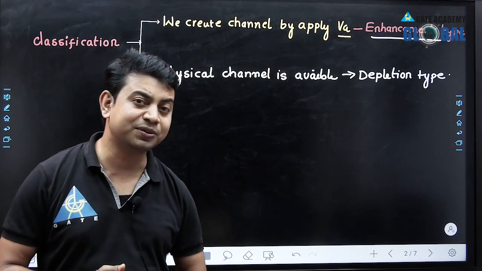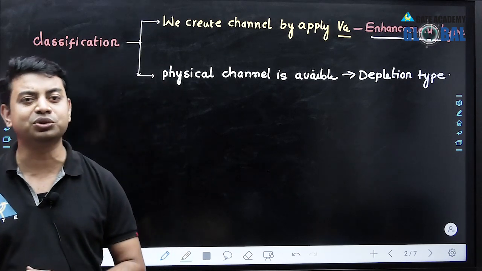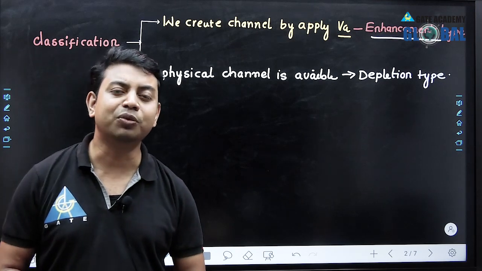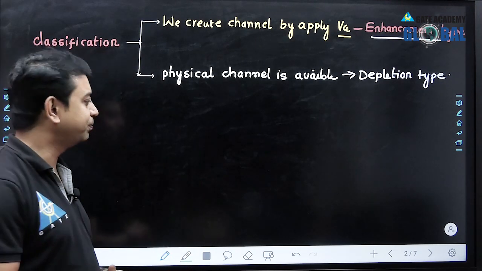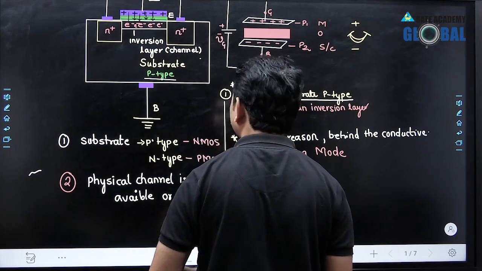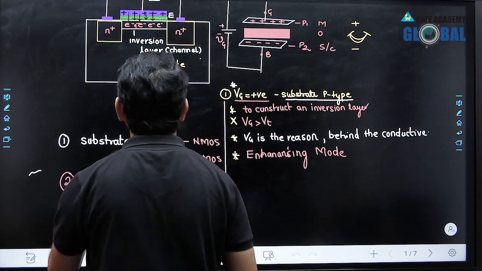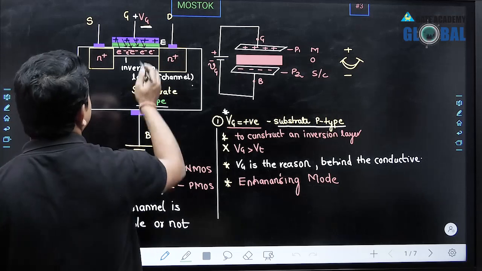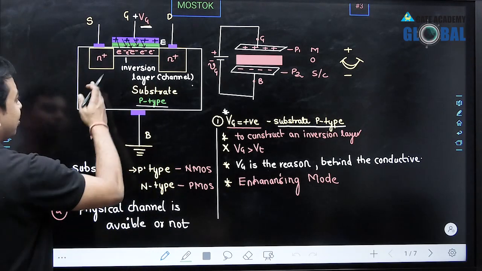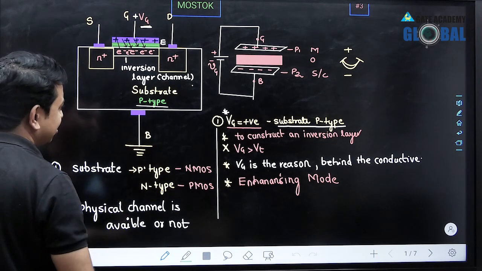But if we suddenly get a depletion type MOSFET question, then how will you understand it? That's why I am showing you how we can form a depletion type MOSFET. So we have constructed a depletion type MOSFET and we have constructed an enhancement type MOSFET. In this type of MOSFET, we apply the gate voltage, and because of this we get the electron concentration by the application of voltage.